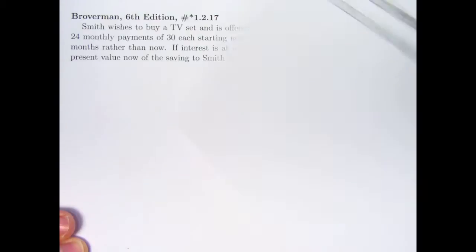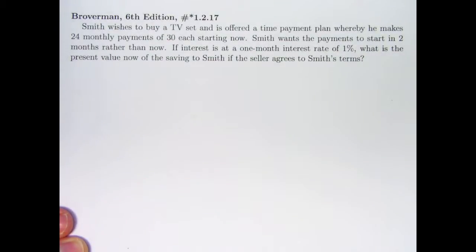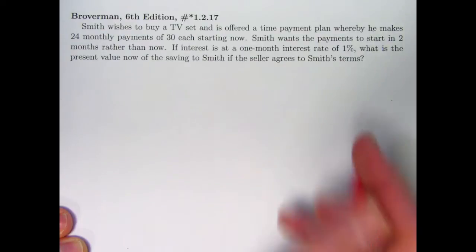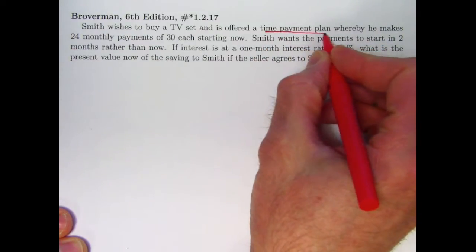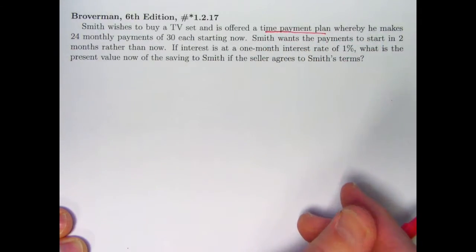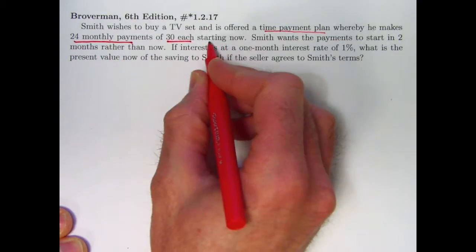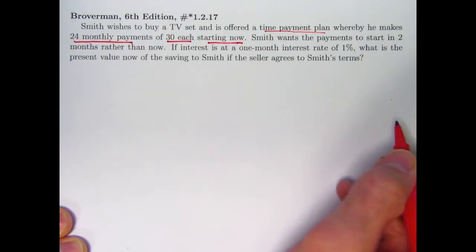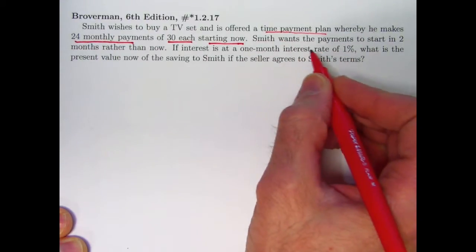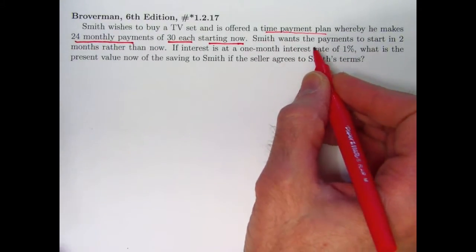And here is the statement. Smith wishes to buy a TV set and is offered a time payment plan. So this is a payment plan over time, whereby he makes 24 monthly payments of 30 each starting now at time 0. So he's going to get the TV and start making payments right away.